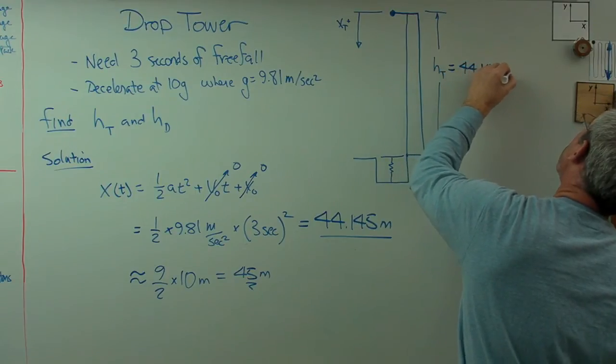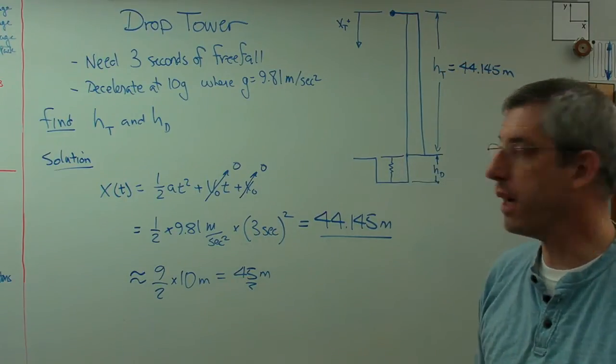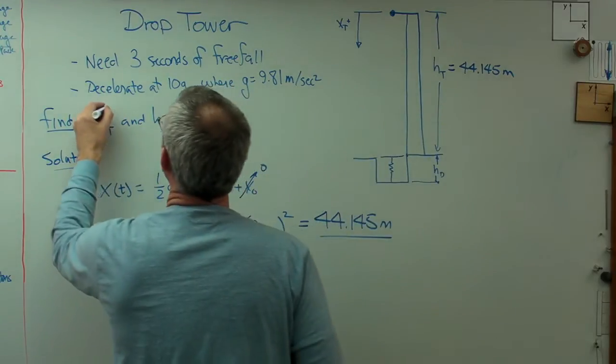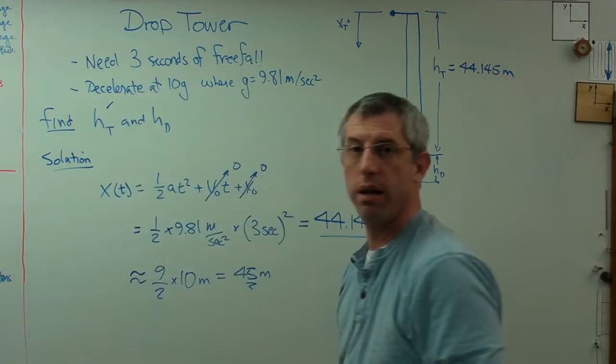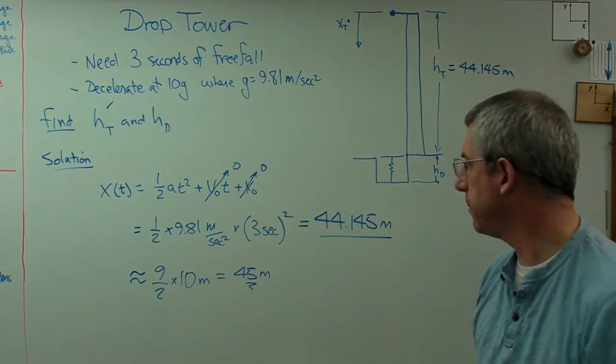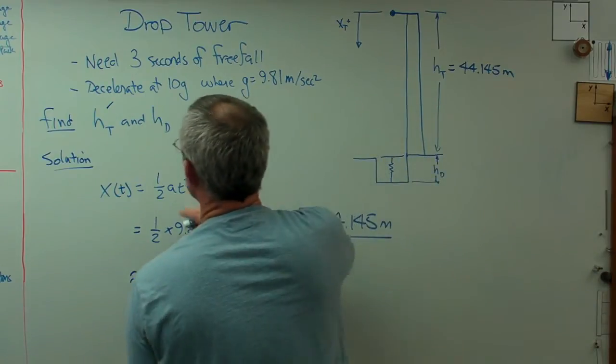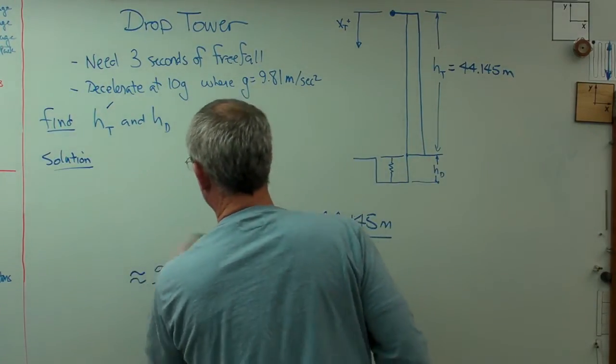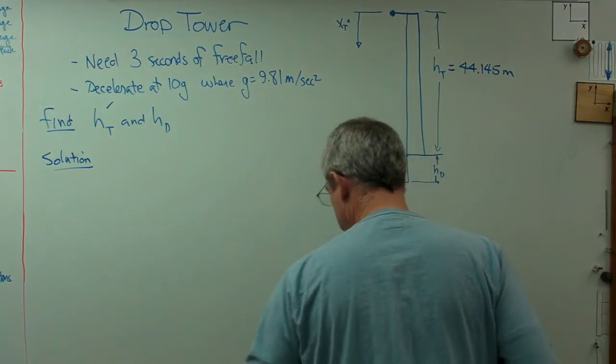44.145 meters, and we'll fall for 3 seconds. So we've already got that. Now it's time to get the height required to decelerate. Well, let's see, I'm going to write this down again. That worked pretty well the first time. Let's just use the same expression as last time.